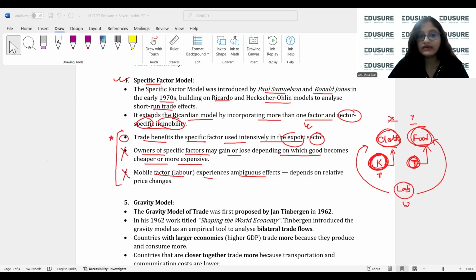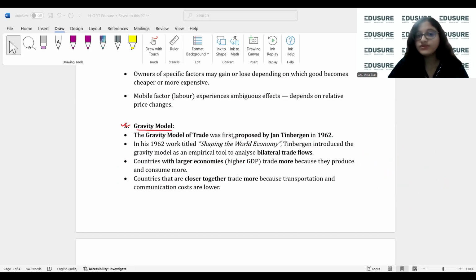And the final thing that I wanted to share with you is the gravity model. The gravity model was proposed by Jan Tinbergen in the year 1962. It is just an empirical model. It is not theoretically proven. Later on, many economists have tried to prove this theoretically, but when it was propounded, it was just an empirical observation. In his 1962 work, Shaping the World Economy, Tinbergen introduced this gravity model as an empirical tool to analyze bilateral trade flow.